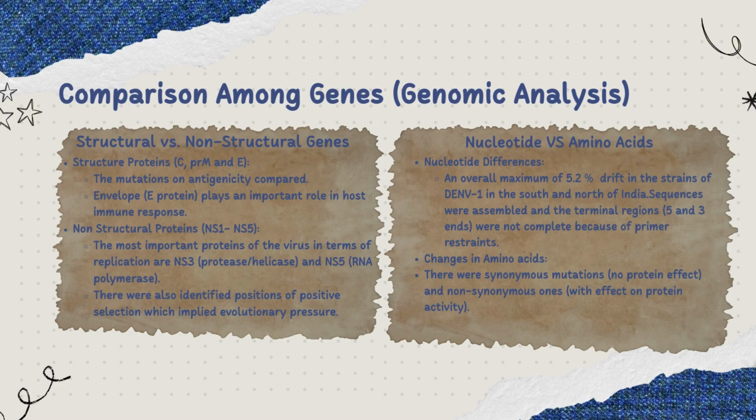In summary, structural protein mutations, especially in E, can help the virus evade immunity. Non-structural proteins, such as NS3 and NS5, drive replication and are hotspots for evolution. Nucleotide diversity across India underscores the need for region-specific surveillance. Understanding this difference helps us track outbreaks, design vaccines, and develop targeted therapies.